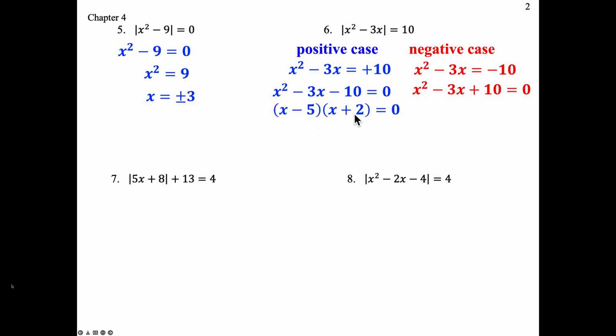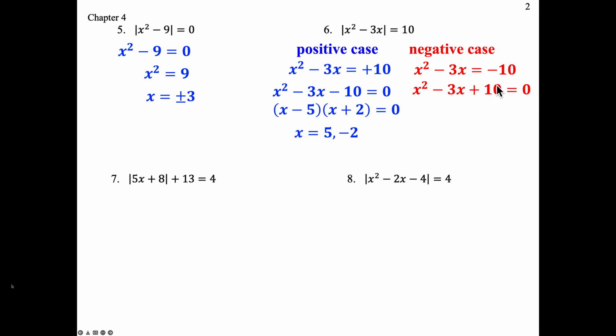So there we are, all factored out. Solve for x: add over the 5, subtract over the 2. The zeros, when you write these out individually: x equals 5 and negative 2. For my negative case, I guess I had one of my clicks out of order. Add over the 10. Again, it's quadratic, set it equal to 0.